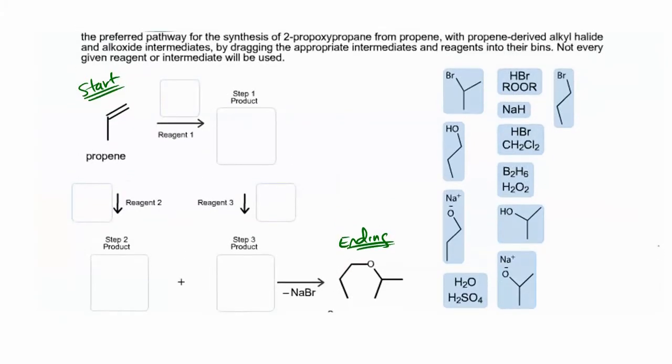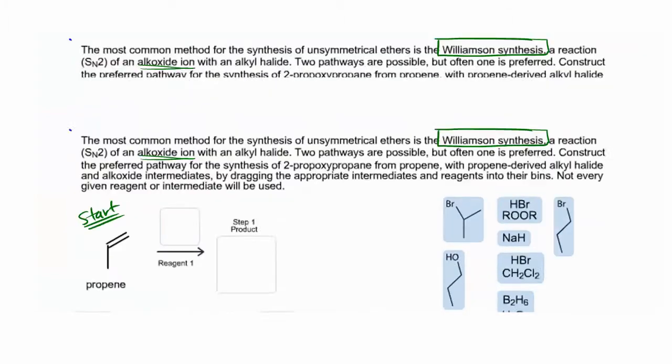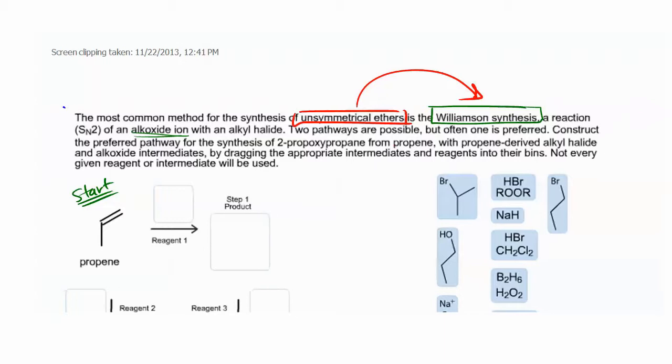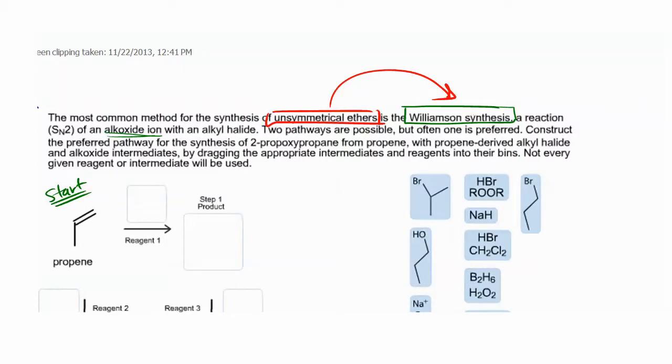Okay, so now if we start from here, well, first of all, we know that if we want to form an unsymmetrical ether, we're going to be using the Williamson ether synthesis. Now, the Williamson ether synthesis depends on two things. It depends on creating an alkoxide ion, and it depends on creating an alkyl halide.